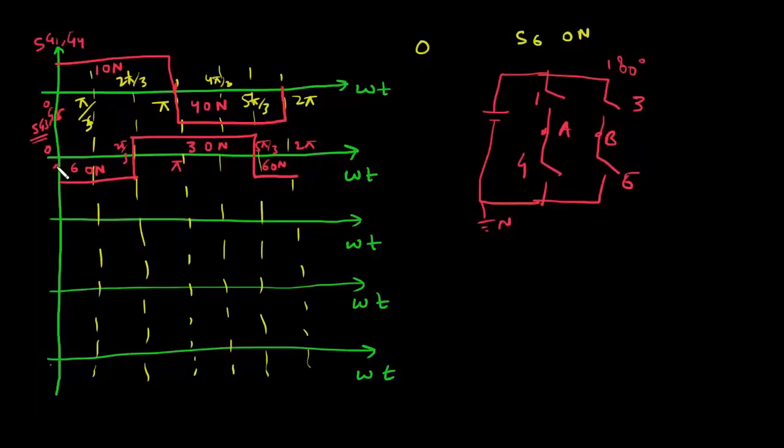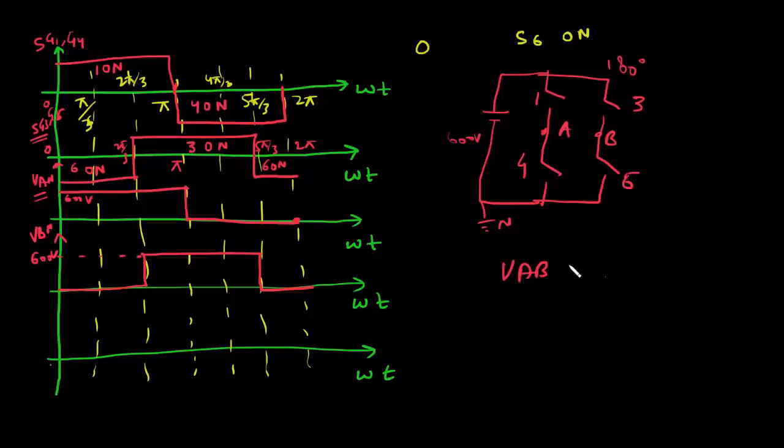So you can easily now draw what is VAN. So you know that when switch 1 conducts, VAN is equal to 600 volt, and when switch 4 conducts, VAN is equal to 0 volt. So from 0 to pi, switch 1 is conducting, so VAN is equal to 600 volt, and then it is 0. Similarly, you can plot VBN. So when switch 3 is on, VBN is equal to 600 volt, and when switch 6 is conducting, VBN is equal to 0. So this level is 600 volt.